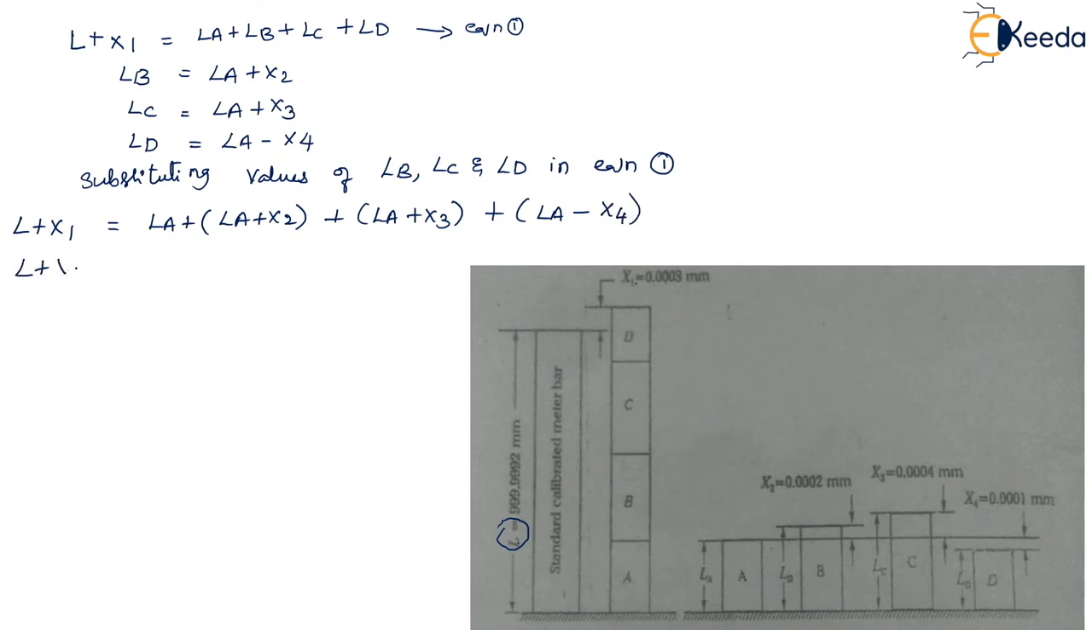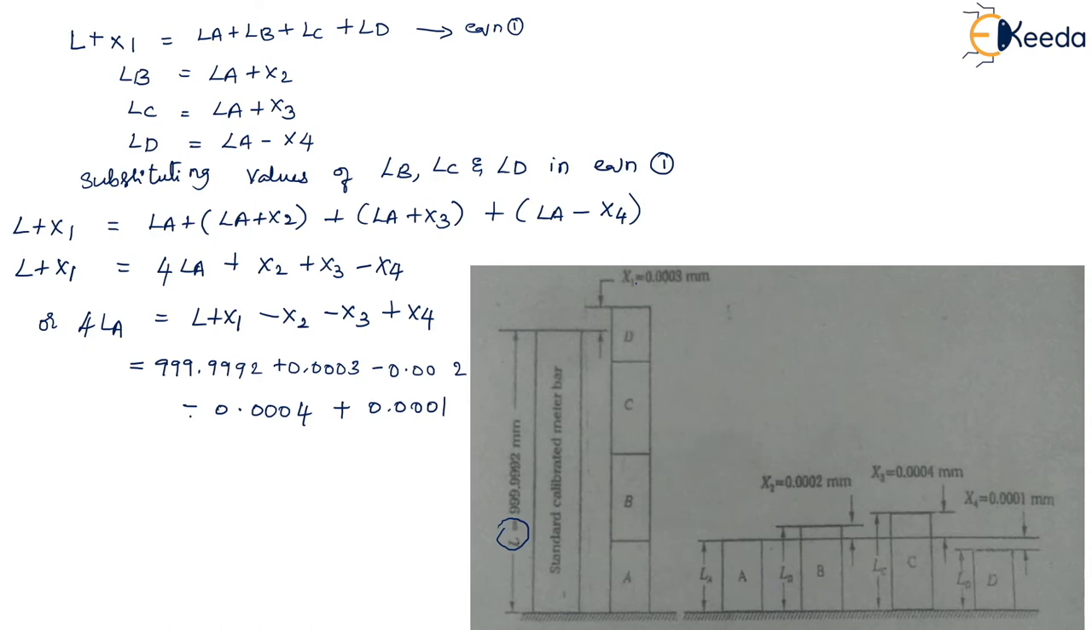L plus X1 is equal to 4LA plus X2 plus X3 minus X4, or 4LA is equal to L plus X1 minus X2 minus X3 plus X4, which can be written as 0.0001. Substituting the values of L, X1, X2, X3 and X4, we will get 4LA is equal to 999.999.